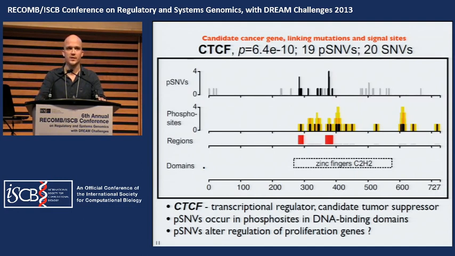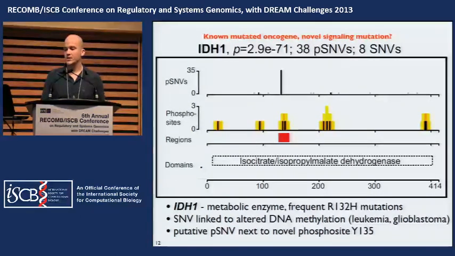CTCF differentially binds different genes depending on the phosphorylation status, and there is also evidence that some mutations seem to determine where it's binding, whether it's binding proliferation genes or not. Our analysis links those two ideas together, proposing that phosphorylation-associated mutations may determine how this transcription factor binds. And finally, this is a third gene I wanted to highlight.